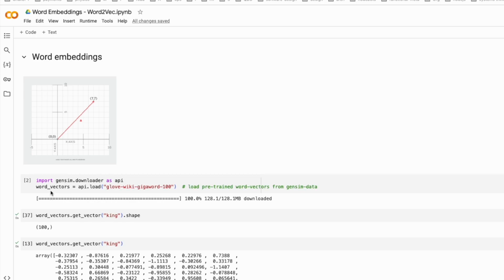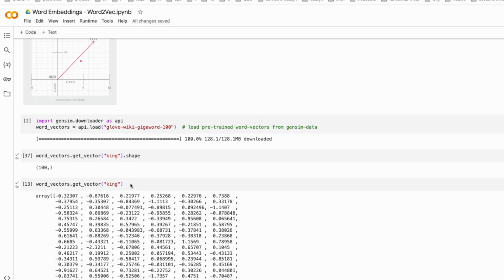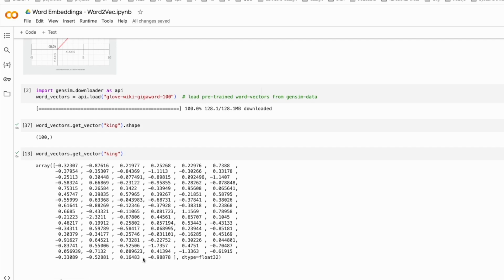What we do is we start with loading a Word2Vec trained model, and this is one such pre-trained word vector model. Next thing we do is we try to find out what is the vector for king, and here we are showing that this trained model basically supports vectors of length 100. So king is represented by 100 numbers, one on each of the 100 dimensions, like this. So this is the representation of king as per this Word2Vec.